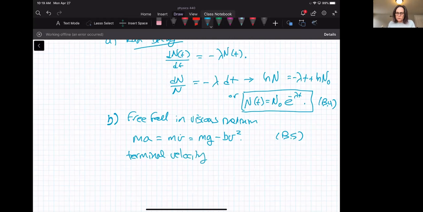And in fact, we can compute the terminal velocity without doing any calculus. How do we find the terminal velocity? What's the condition that's met for terminal velocity? a equals 0, when there's no acceleration. And so if we do that, we know that the terminal velocity is just equal to, b v squared is equal to mg, so v is equal to the square root of mg over b. And that should also be the answer that you get as time goes to infinity.